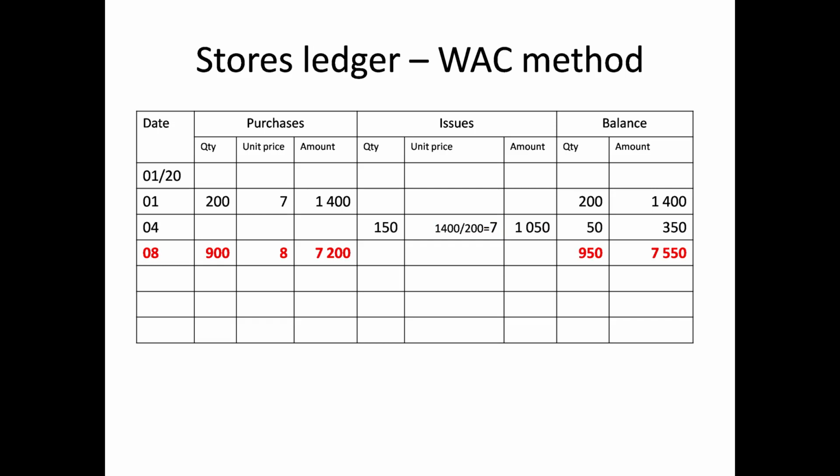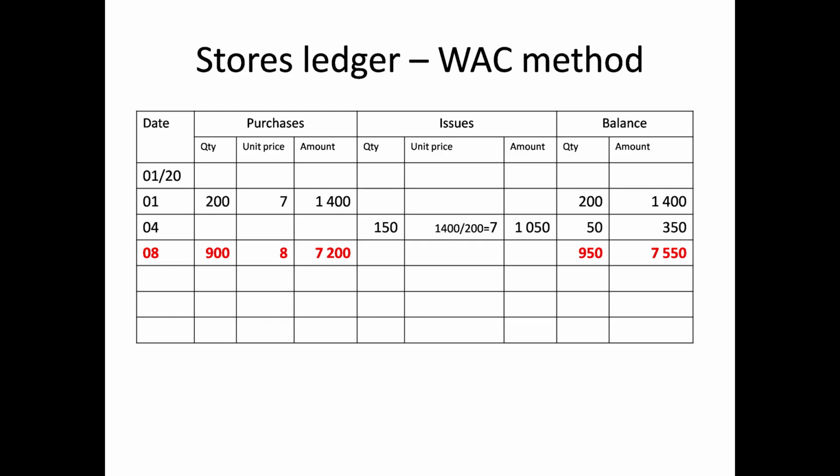8th of January, purchases 900 units at 8 rupees each. Under date 8, under purchases, quantity 900, unit price 8, amount 900 multiplied by 8, it's 7200. Now update the balance. 50 plus 900, it's 950. Amount 350 plus 7200, it's 7550. Now go to the next transaction.